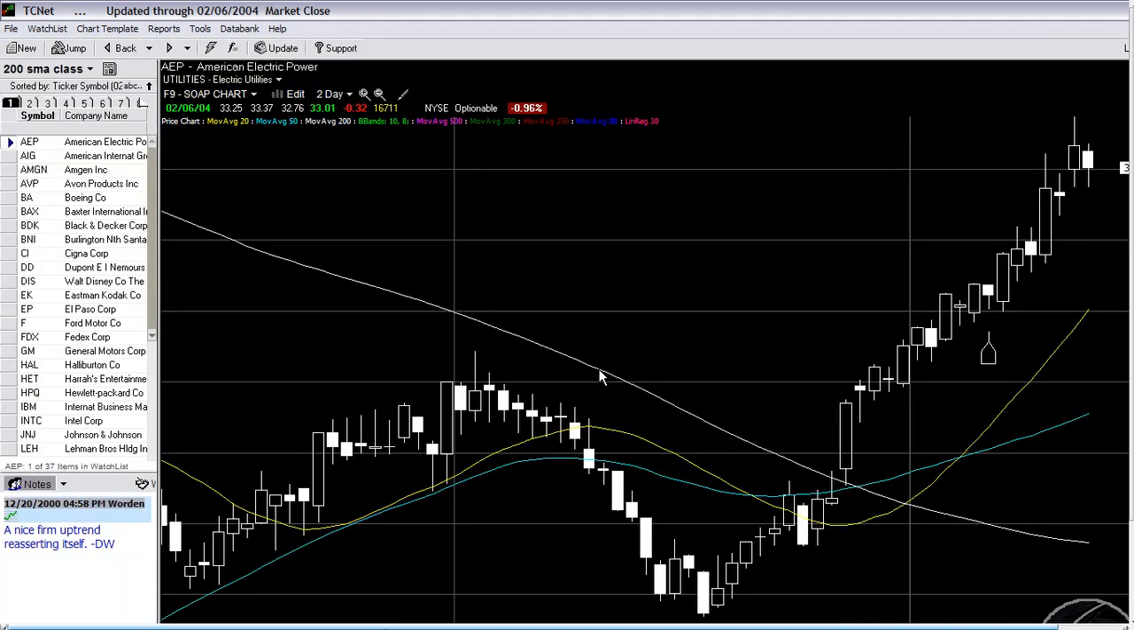All right, what we're going to do now is look at some more patterns, and we'll turn the lights back down here. We're going to look at some of the behaviors of the stocks. This stock is AEP, American Electric Power.